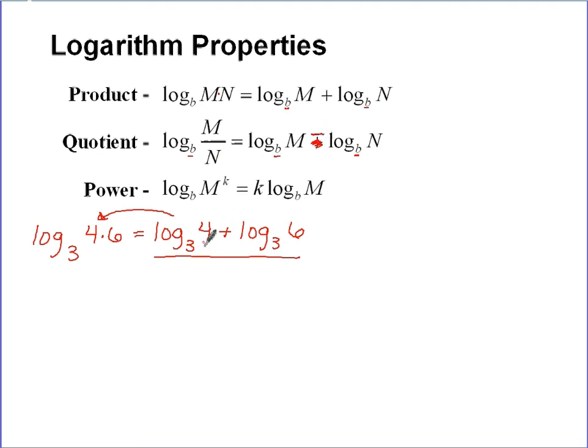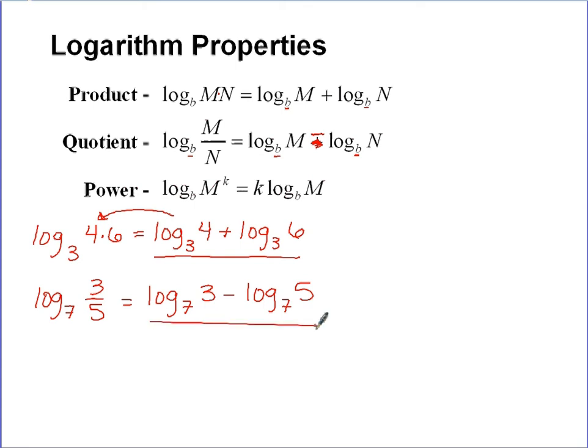So an example of that would be if I had log base 7 of 3/5, that could be expanded to be log base 7 of 3 minus log base 7 of 5. And similarly, if I already had this expanded one, I could change it back into one log and rewrite it as log base 7 of 3/5.